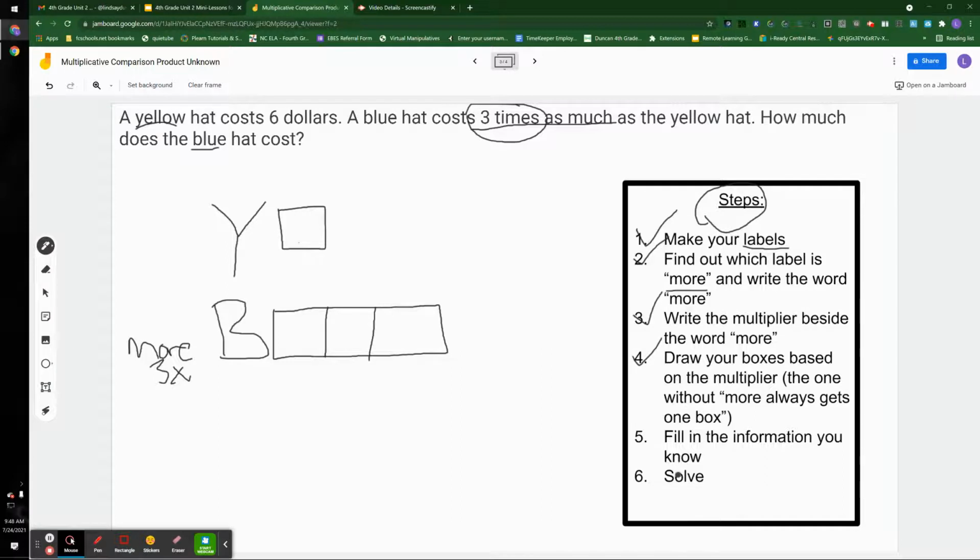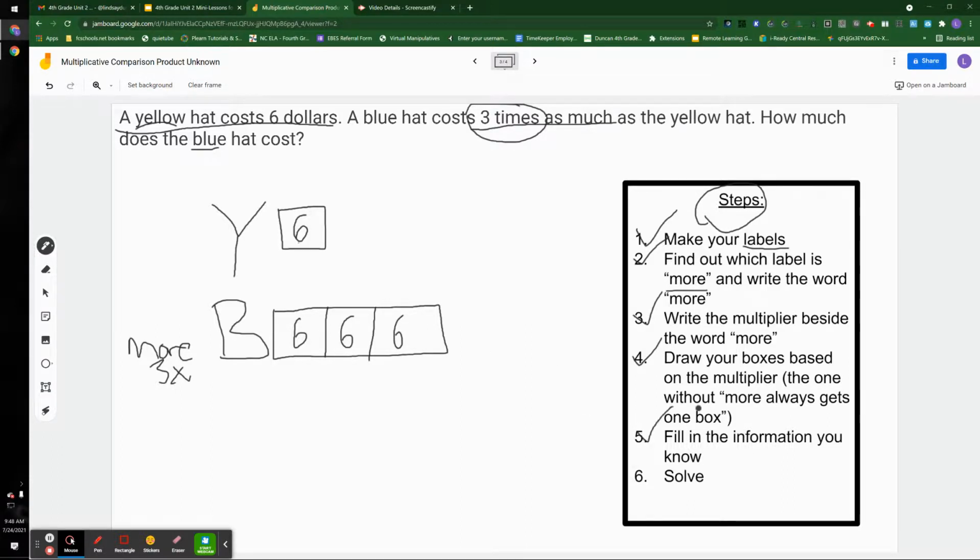Step 5, fill in the information you know. Well, I know based on the problem that the yellow hat costs $6. So since the yellow hat costs $6, I'm going to put a 6 beside the yellow hat. Now that tells me right there that I know the number inside of each box or each group. So since the yellow hat is $6 and the blue hat is 3 times as much as the yellow hat, I'm going to put a 6 in each of these boxes.